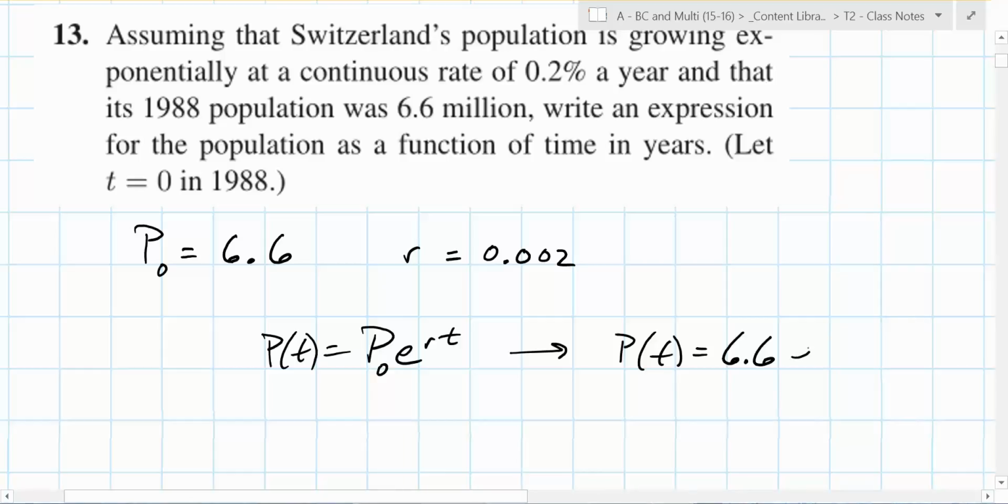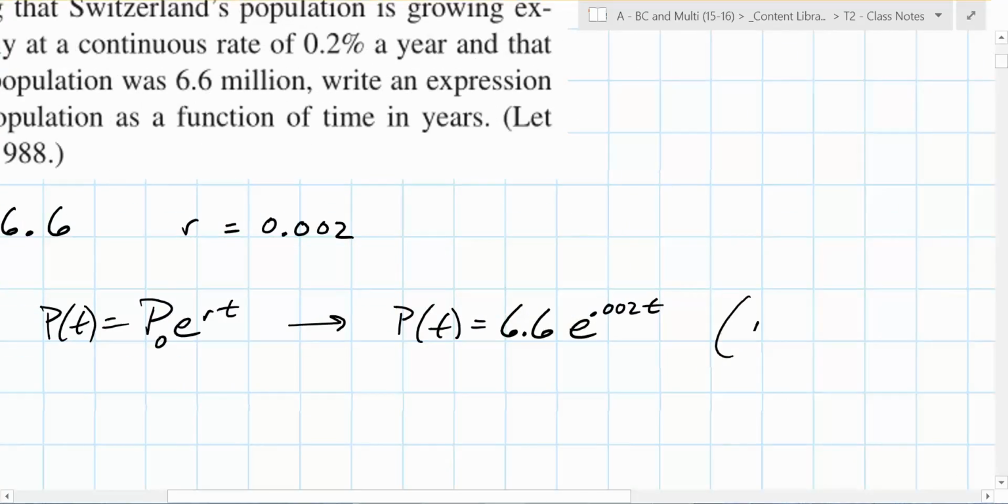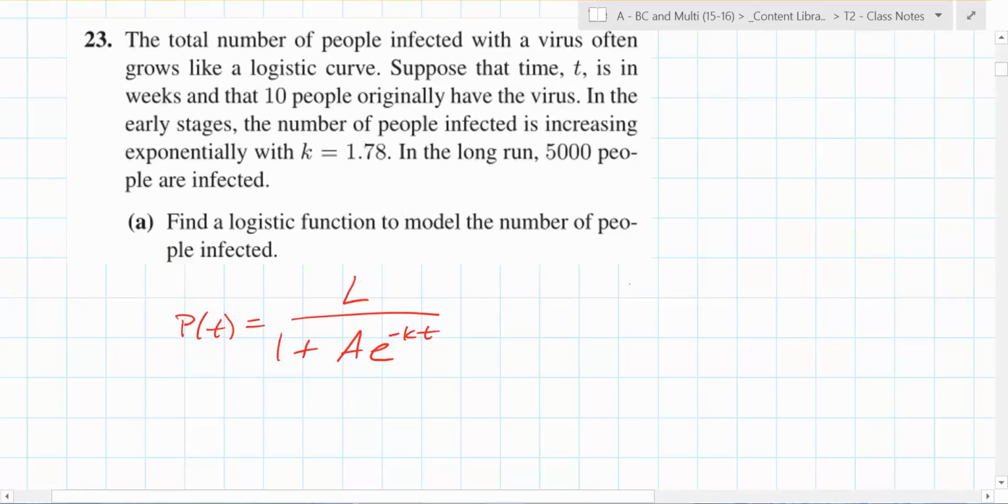e to the 0.002 t, and this would be what? In millions. Nice, I like that. Do we have an L value here? Yes. What is our L value? 5,000. It gives us our K value, right? Yeah, 1.78. Wow, that's fast.